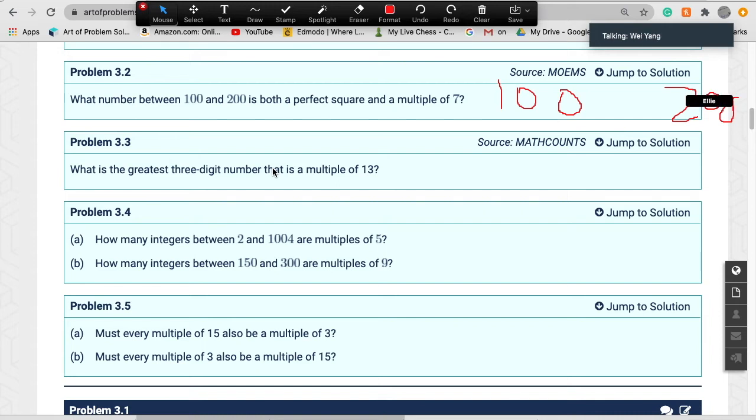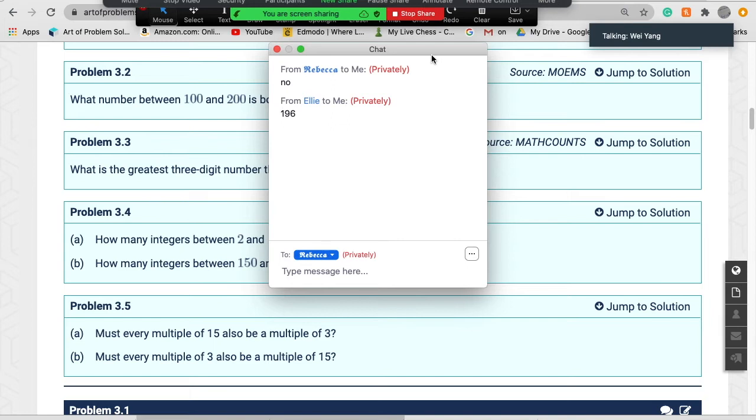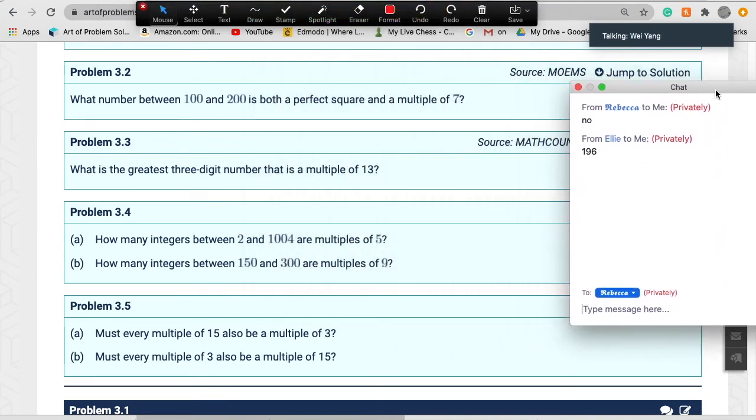You need to first read this problem carefully and type it in chat. Read it. No, don't check the answer. Please type it in chat because I don't want anybody to know my answer. Yes, everybody send me the private chat. Then now let's check who got this one right. Oh, Ellie got it right. Who else?